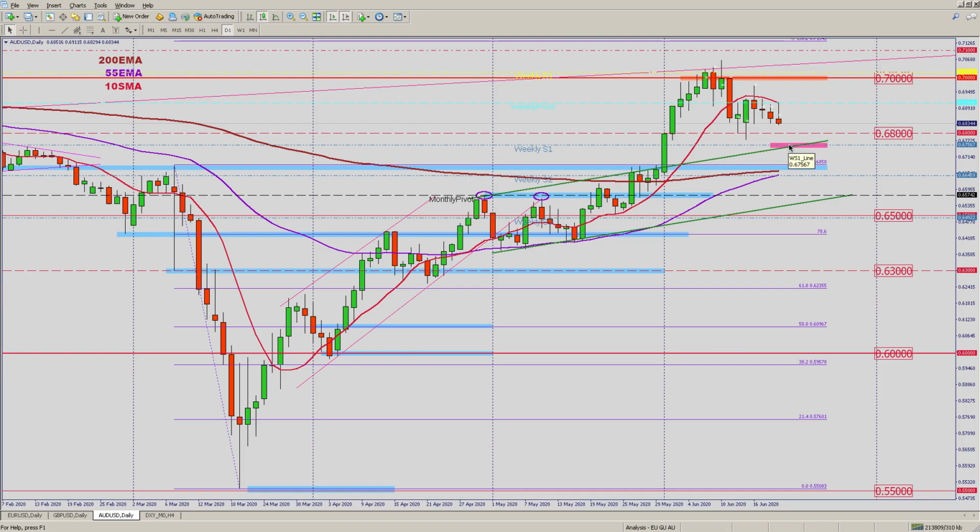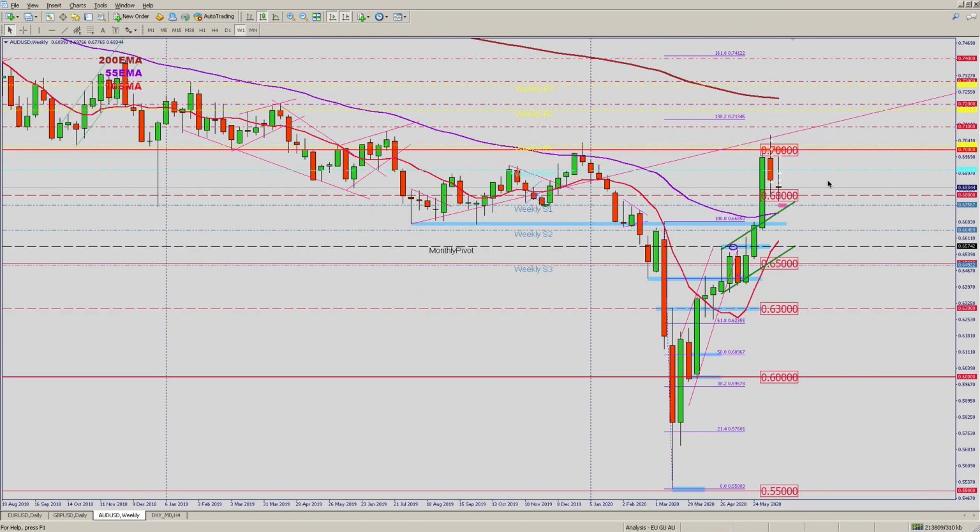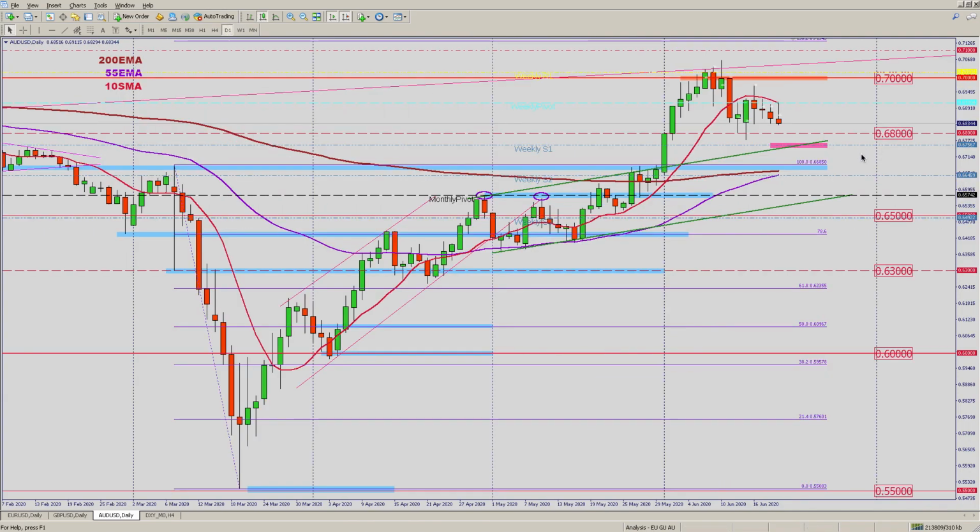That's a potential target, and if it does break further, then it will target the swing high at this 100 pip level, just above the grouping of the 255 EMAs as well. So there's a major support zone. On the weekly time frame, it's a long-legged doji, and there's also a weekly 55 EMA at 67.17.